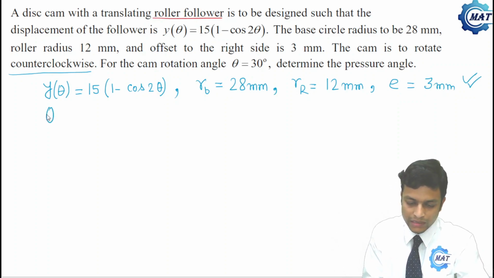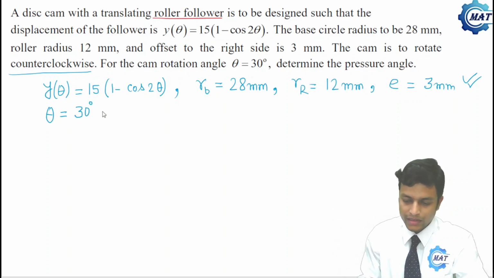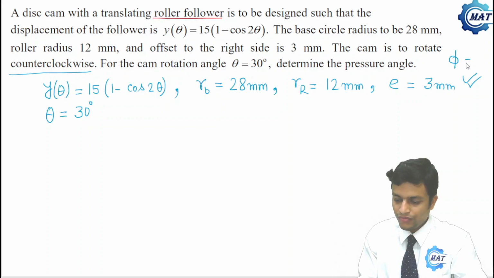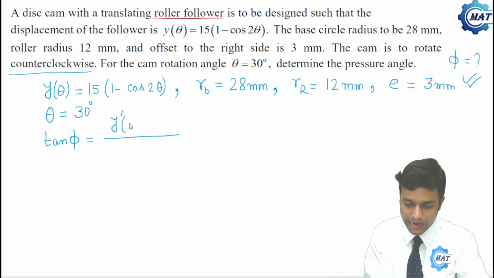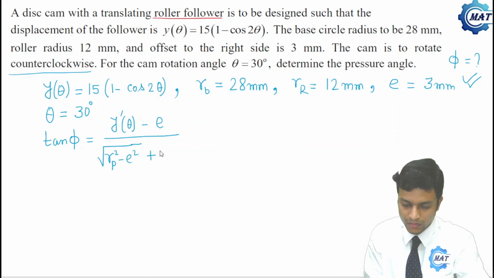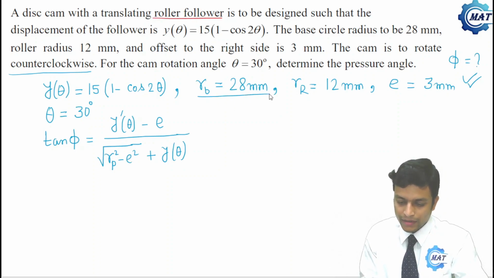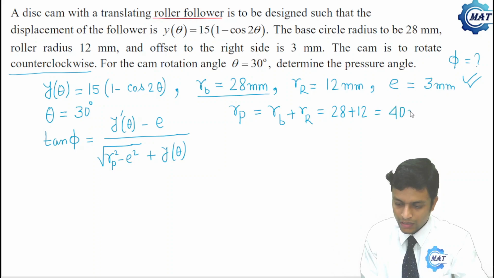For cam rotation theta equal to 30 degrees, determine the pressure angle. That is, what is the value of phi? Phi has to be determined. We know the expression of phi: tan phi is (y prime theta minus e) over the square root of (Rp square minus e square) plus y of theta. Rb is given, so what will be Rp, the prime circle radius? Rb plus Rr, so 28 plus 12, that is 40 mm.